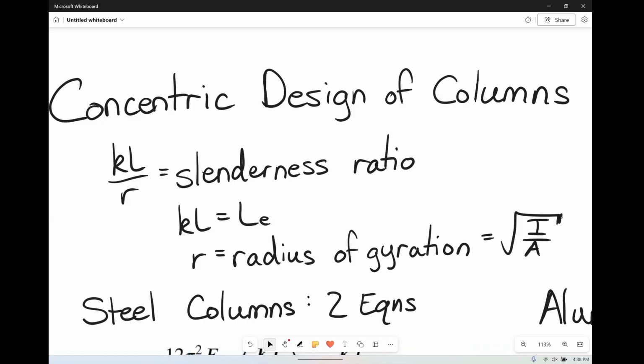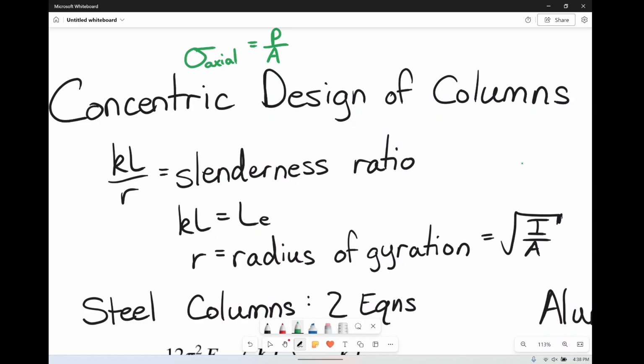This video is going to cover concentric design of columns. What that means is that the load is concentric, meaning the load is at the center of the cross-section. So the only thing that's actually going on if we have concentric loading is that we only have axial stress, which is again P over A. That's kind of nice for us.